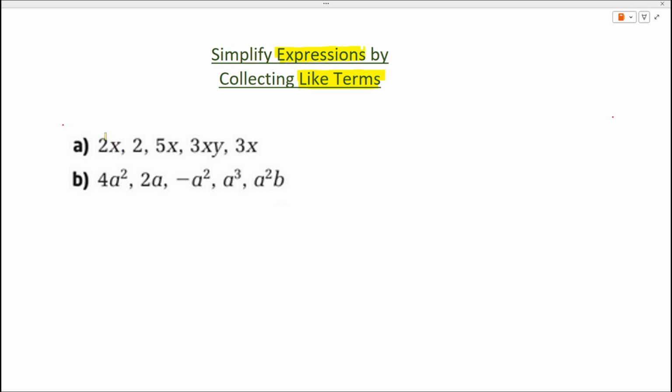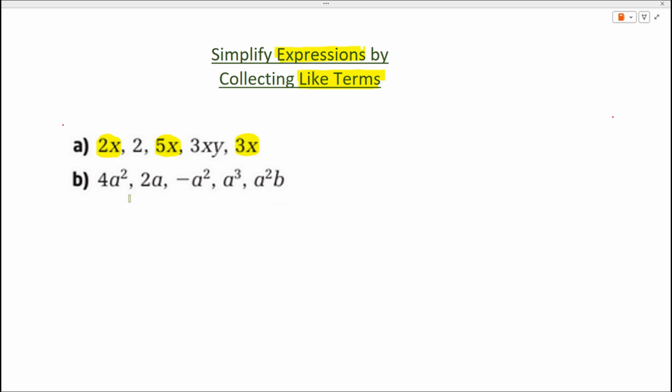Now over here in the first term, the variable is x. Do we have any other term with a variable x? Yes, we have 5x and we have 3x. So 3x, 5x and 2x, these are the like terms. And this 2 is without the variable. 3xy has a variable xy. So these are not the part of any like terms.